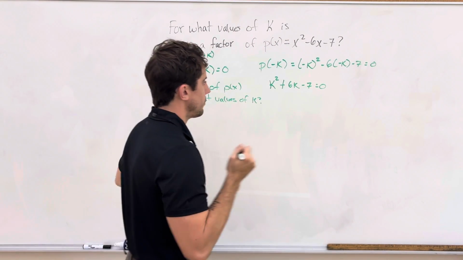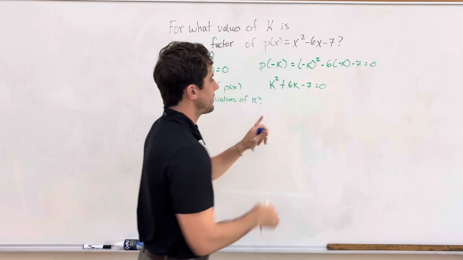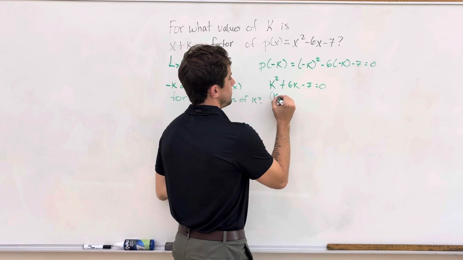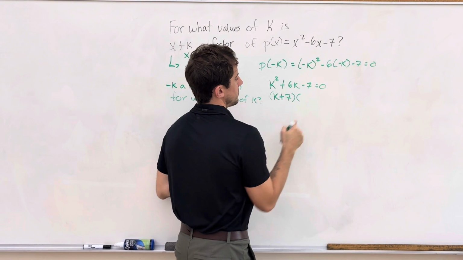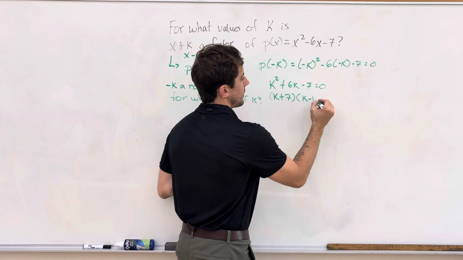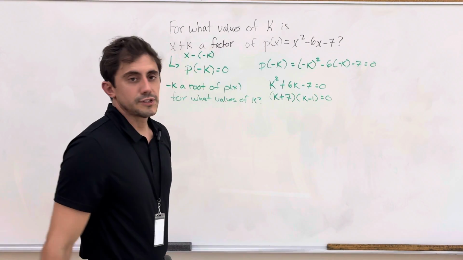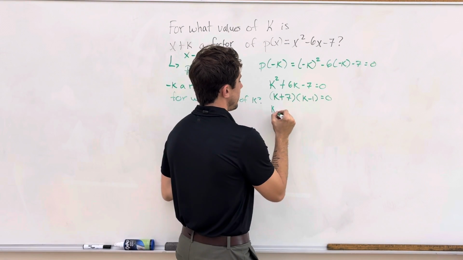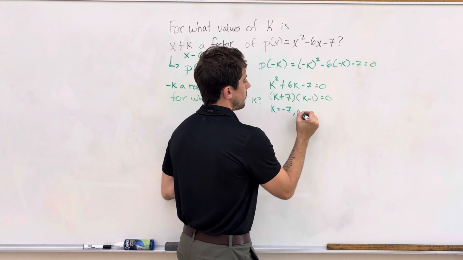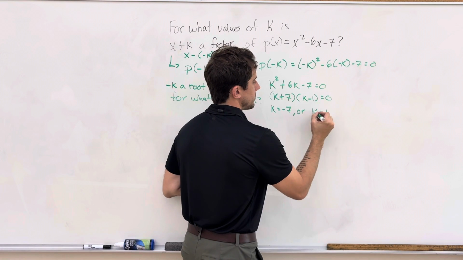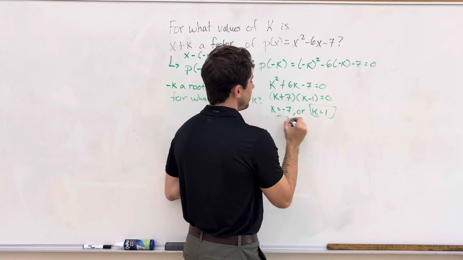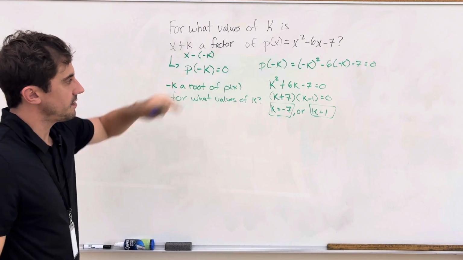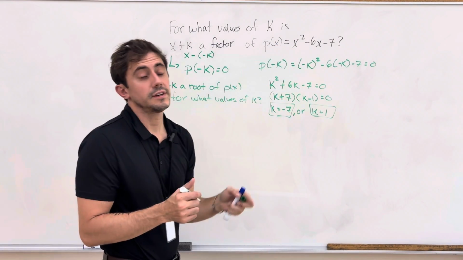This is a nice quadratic equation, and so we can factor this. What adds to make positive 6 and multiplies to make negative 7? You can do that for yourself and find that the factors are k plus 7 and k minus 1 equals 0, and that means that k could be equal to negative 7 or k could be equal to positive 1. And either of those values would make x plus k a factor of this quadratic polynomial p of x.